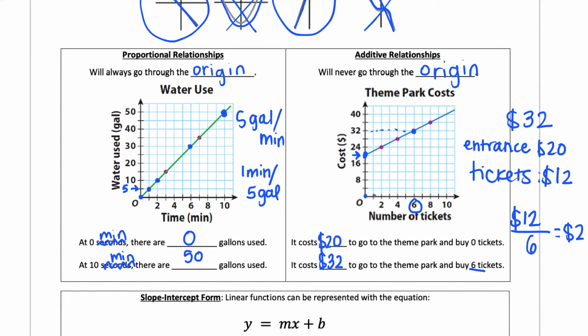So if I were to go buy 1 ticket, that would come all the way up here, and see how that's partway between 20 and 24 on our y-axis. So that would be 22, or the $20 entrance fee plus the $2 ticket. And that's going to continually increase. The more tickets you buy, the more your total cost will be.